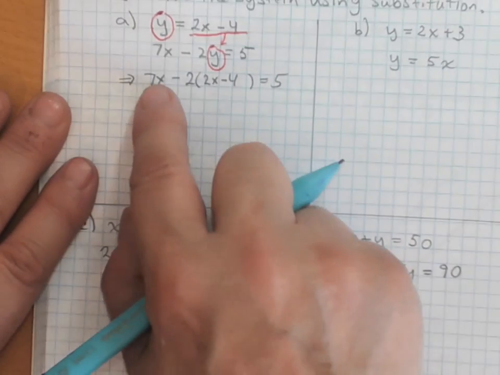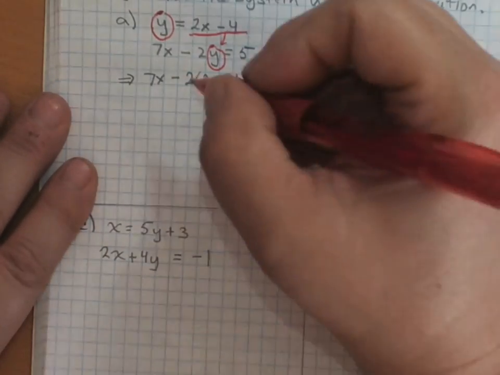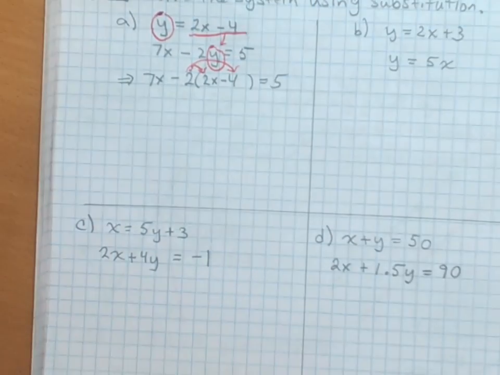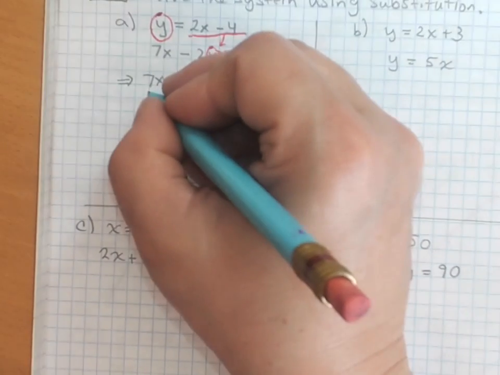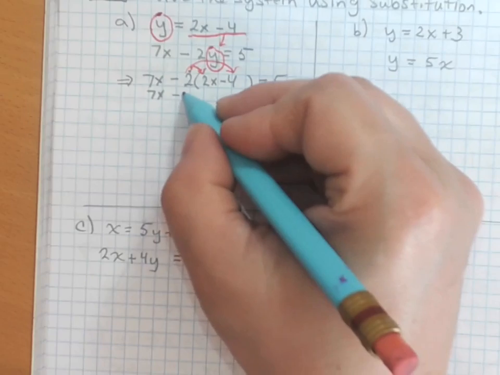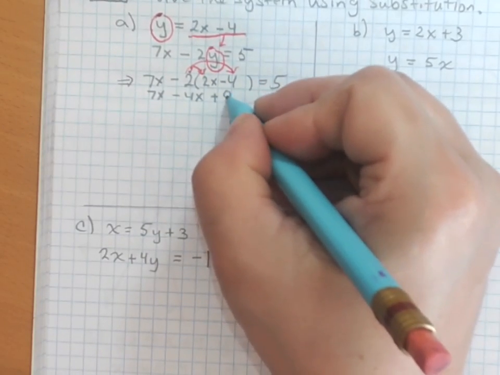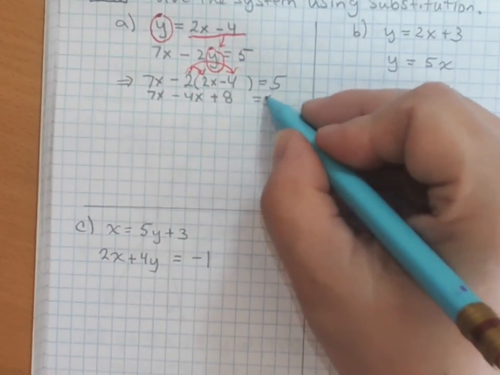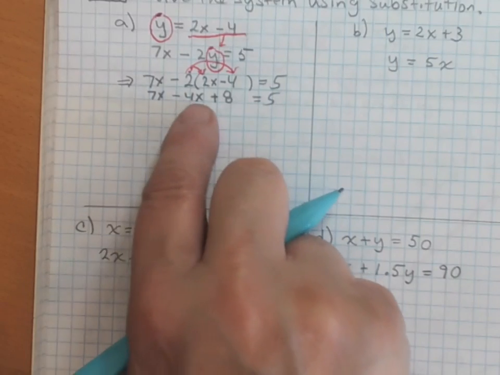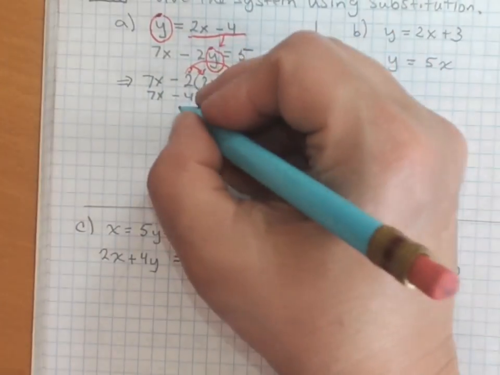I've got some parentheses, so let me use the distributive property, -2, distribute that multiplication. That gives us 7x minus 4x. -2 times -4 is positive 8, equals 5. To solve this equation, I have 3 terms on the left side, and 2 of them are like terms, so I'm going to combine those. 7x minus 4x is 3x.